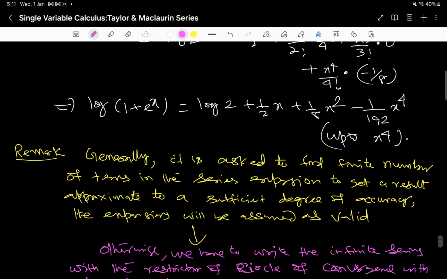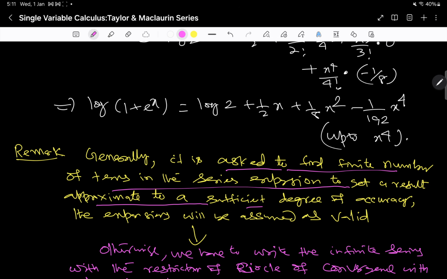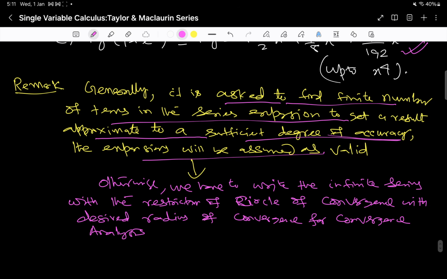Now for simple cases, usually it is asked to find a finite number of terms in the series expansion to get a result approximate to a sufficient degree of accuracy. As we see here, we are asked to find up to x fourth, and we assume that the expansion is valid. Else, if it is not restricted to a certain degree of accuracy, then we have to find the infinite series.